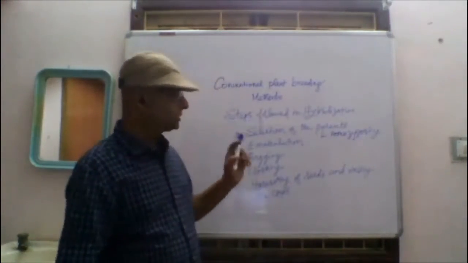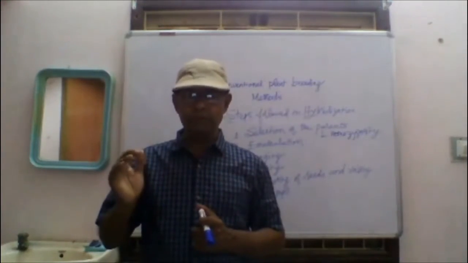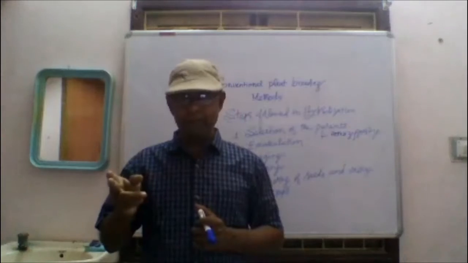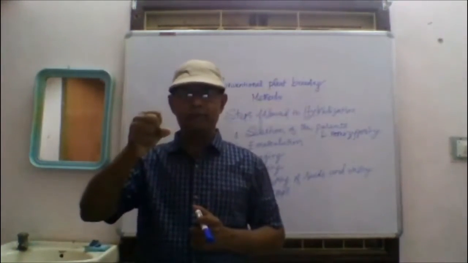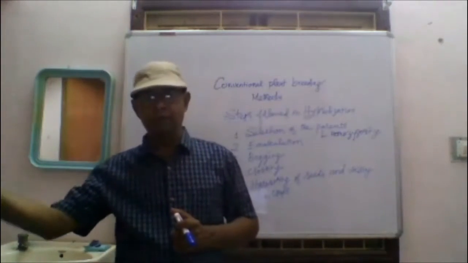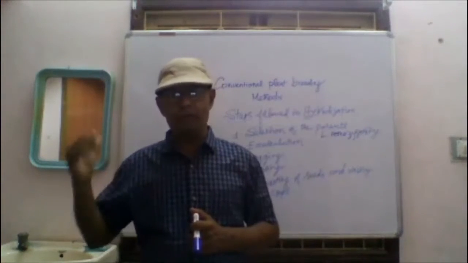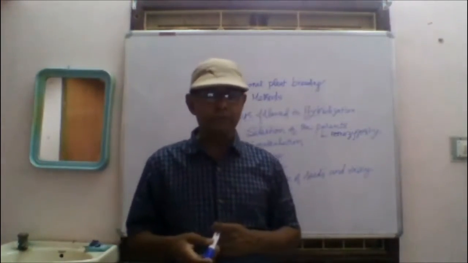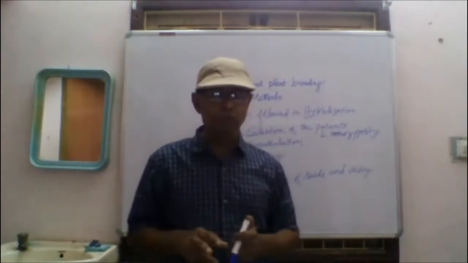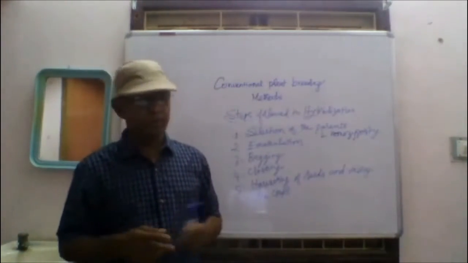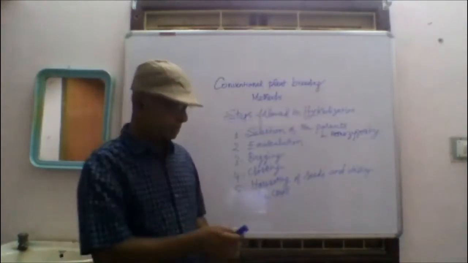The fourth one is crossing. After that only you have to cross the two plants together. What is crossing? When the pollen grains are collected from the male plant and dusted on the stigma of the female flower of the female parent, that is called crossing. That is the fourth process. Fifth one, harvesting of the seeds and raising the crops or plants.